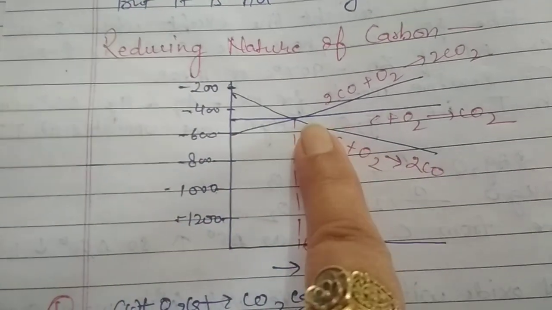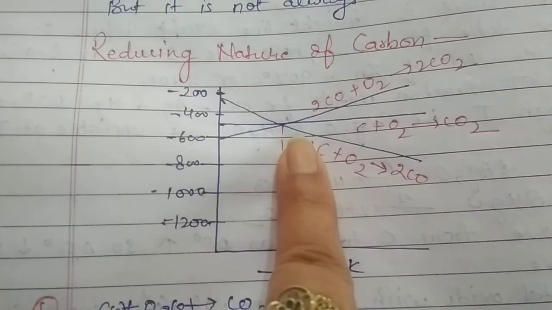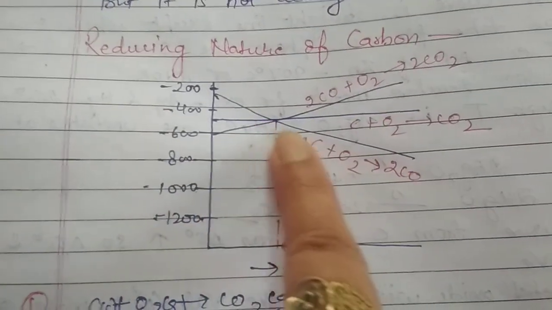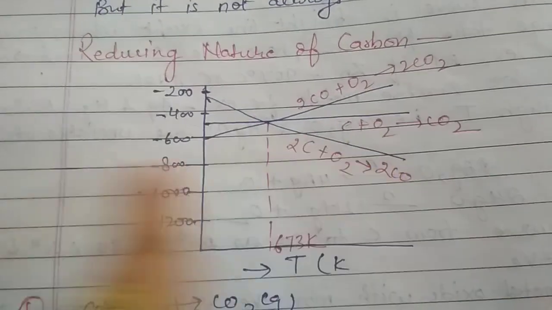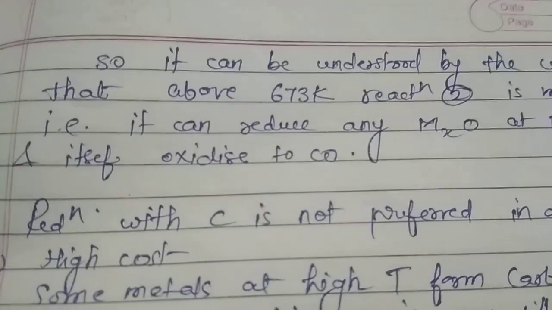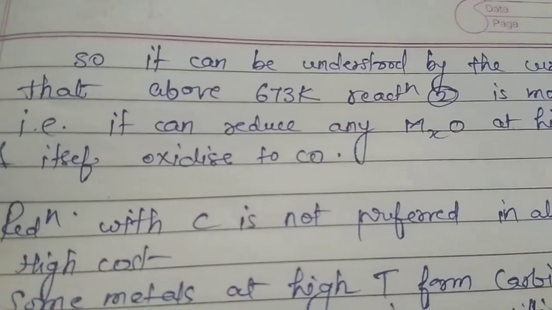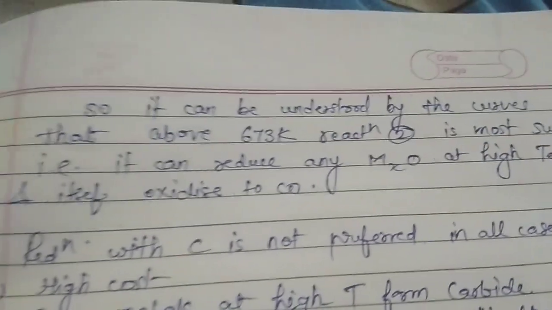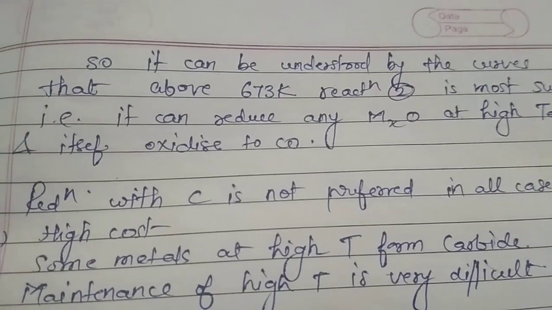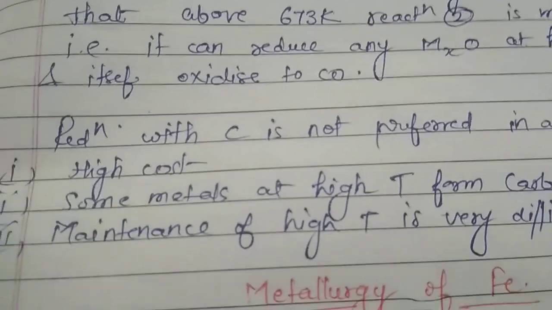So after 673, because before 673 it is having the least negative value of del G naught, while afterward it is having the most negative value of del G naught. So it can be understood by the curve that above 673, reaction 2, that means carbon to carbon monoxide, is most suitable, that is it can reduce any metal oxide at high temperature and itself oxidize to form carbon monoxide.